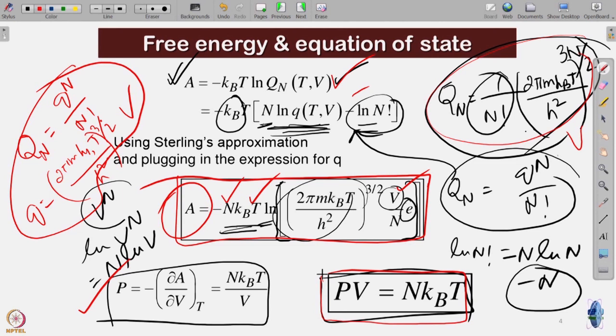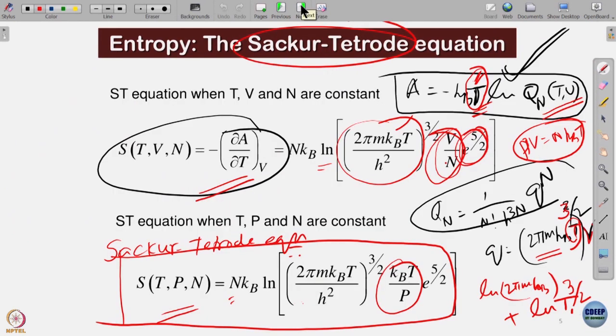Then the next thing we did, using that partition function and the Helmholtz free energy, was to get the entropy. The entropy is obtained from minus dA/dT at constant V, the thermodynamic relation, and now we get a beautiful expression for entropy. Again, the expression includes N, the number of particles, and the temperature T, and when I remove V by N using the ideal gas law, it is in terms of pressure. So entropy is suddenly an exact expression which depends on the total number of particles in the system, the pressure of the gas, and the temperature T.